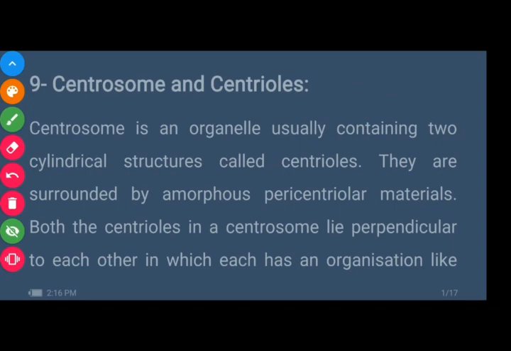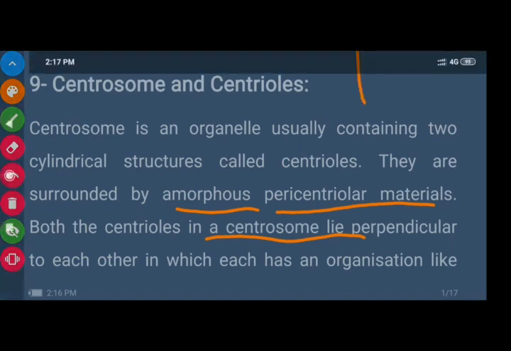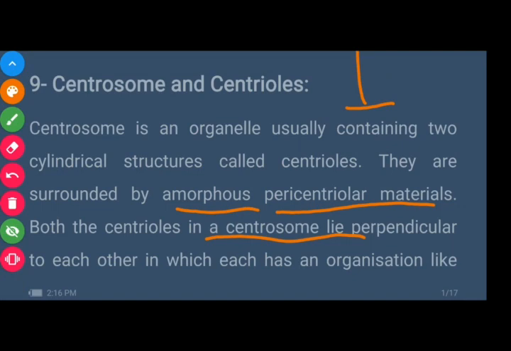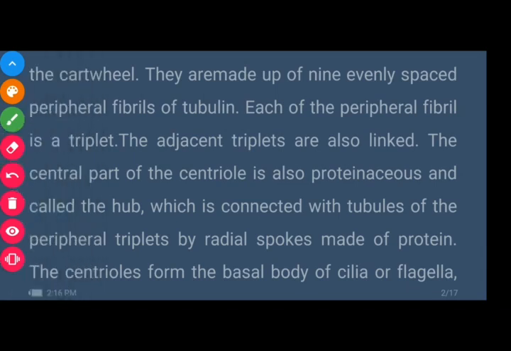Now they are surrounded by amorphous, which means not a particularly defined shape, and paracentriolar materials. Both the centrioles in a centrosome lie perpendicular to each other and have an organization like a cartwheel. They are made up of 9 evenly spaced peripheral fibrils of tubulin.